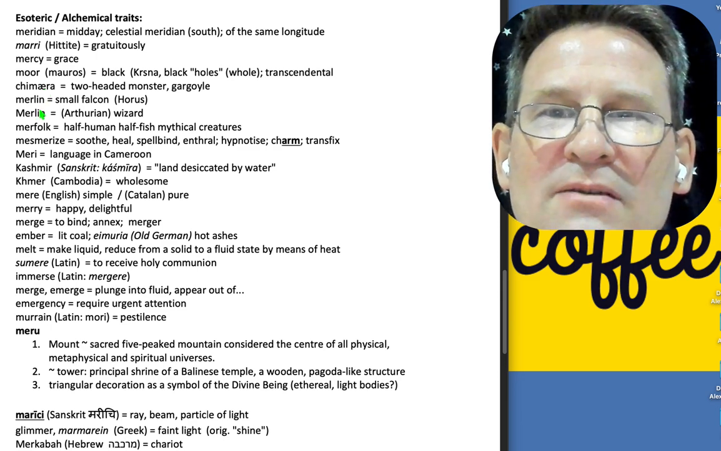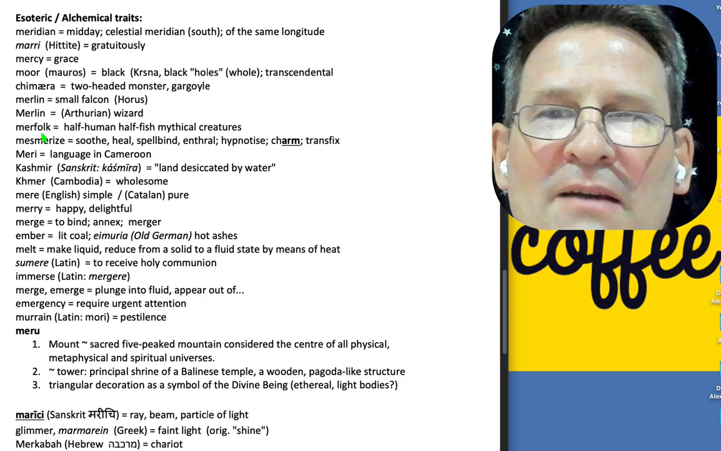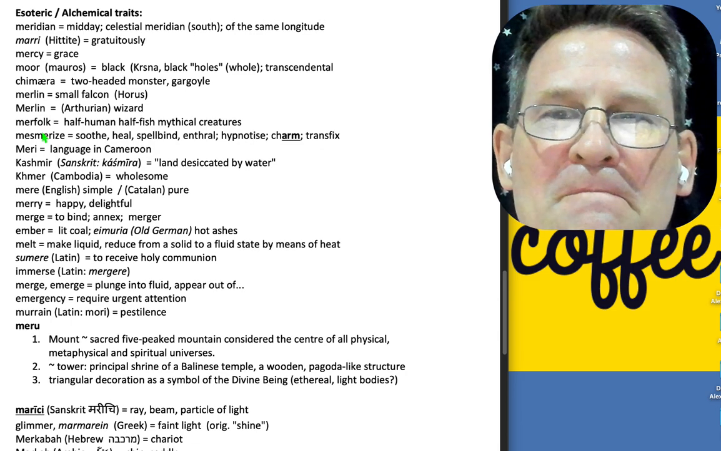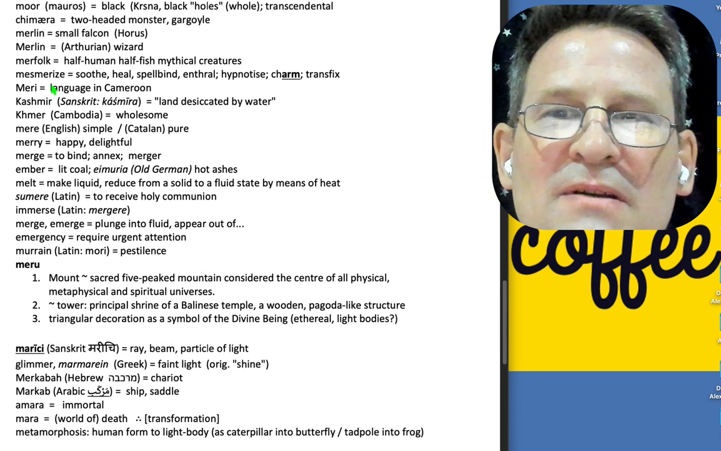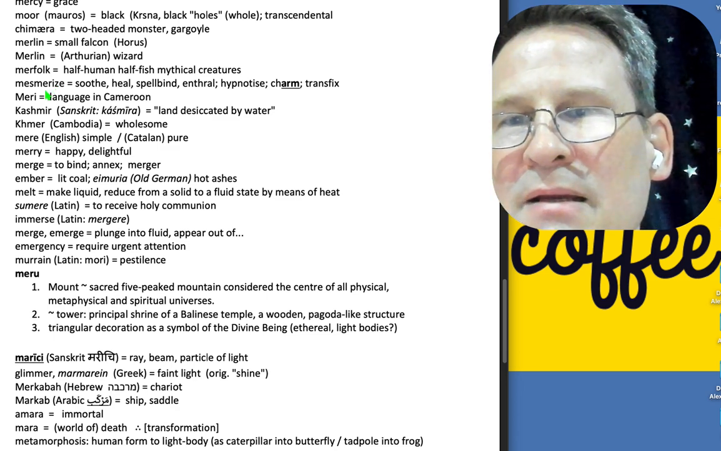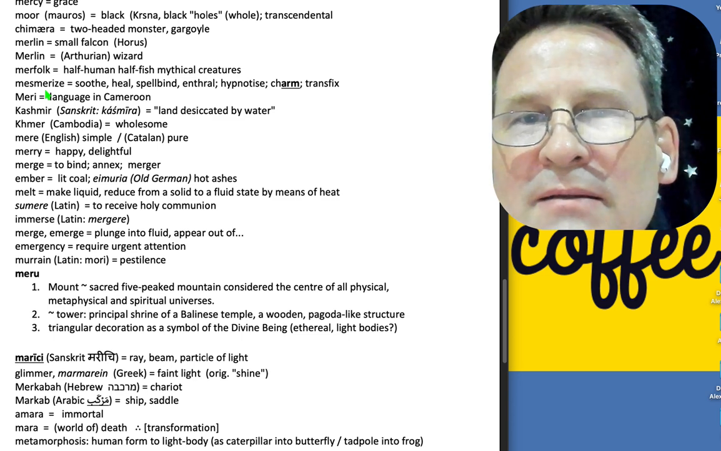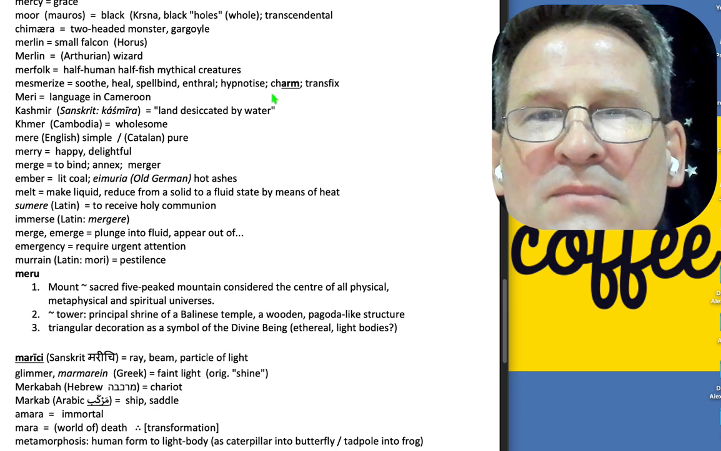Chimera, the two-headed monster, gargoyle. Then we've got Merlin, small falcon. And we've got the wizard. We've got the people. And creatures of the depths of water. Below our oceans, what is there? It's mesmerizing. You've even got charm, look at that. Charm.